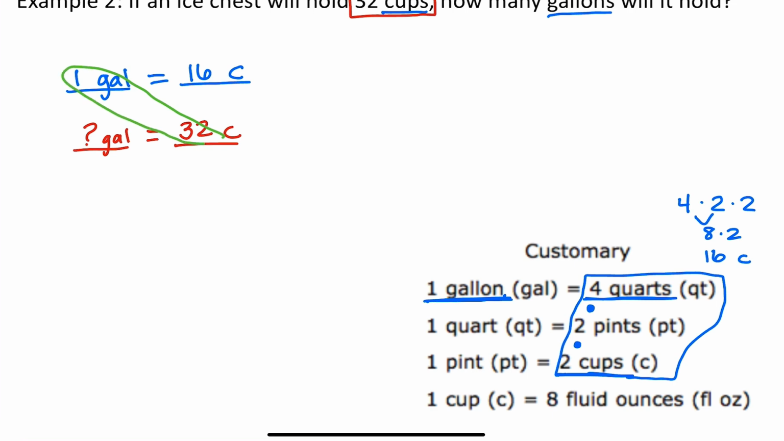So 32 times 1 is 32. And we are dividing by 16. And 32 divided by 16, that is 2. That goes in perfectly. So 2 gallons would be my answer.